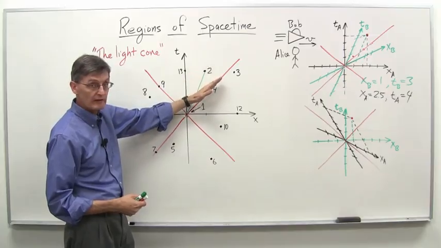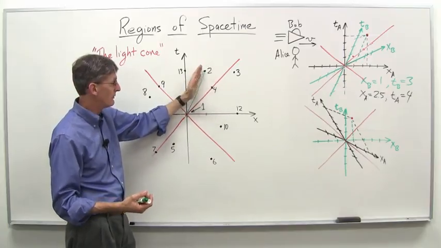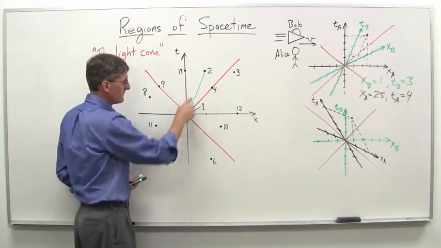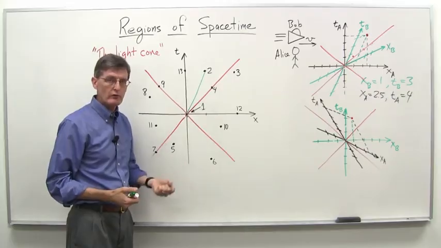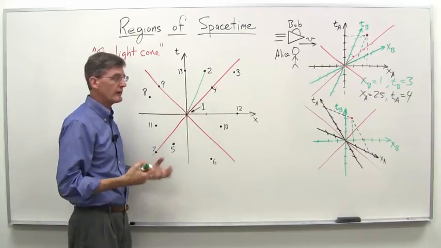This is the speed of light here. So if I'm going less than the speed of light, I've got to be over here someplace in terms of my slope. So from 1 to 2 here represents a world line of something that is traveling slower than the speed of light. And we know that's possible.